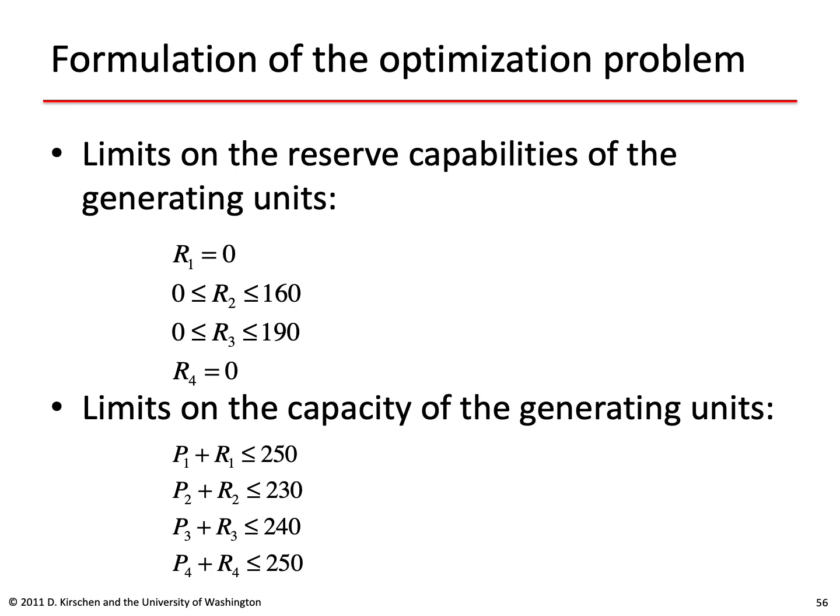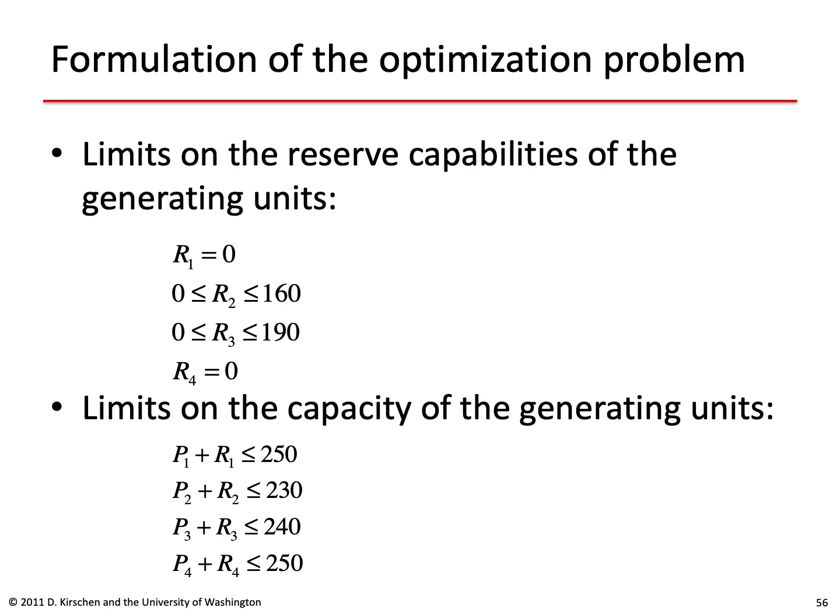Now we also need to consider the limits on the reserve capabilities of generating units, which may be determined by their ramp rate. So in this example, we'll assume that generator 1 is not able to produce any reserve. Generator 2 can produce between 0 and 160 megawatts of reserve. Generator 3 can produce between 0 and 190 megawatts of reserve. And our generator 4 is not able to produce any reserve.